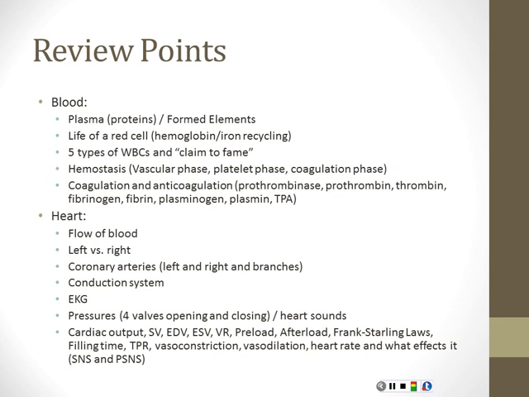The 5 types of white blood cells, and each one of those had a claim to fame, so to speak. So the neutrophils, the things to remember are they're first on the scene, and that's because the bone marrow can produce them very quickly. They're very active against bacteria. So in a bacterial infection, you have mostly neutrophils doing the work. And then they're phagocytic, so they do their job by gobbling things up.